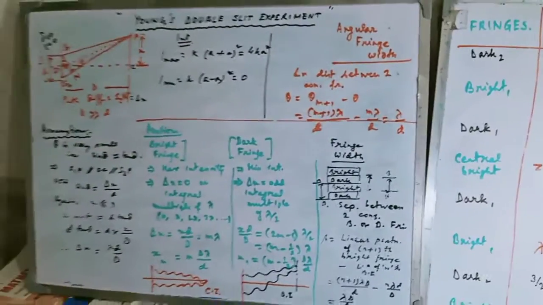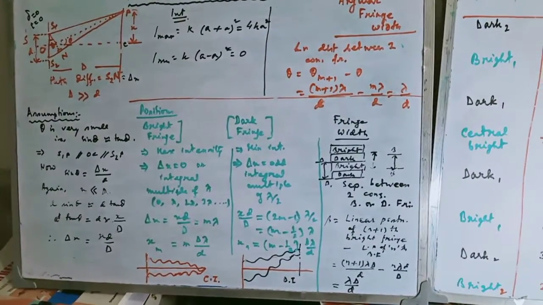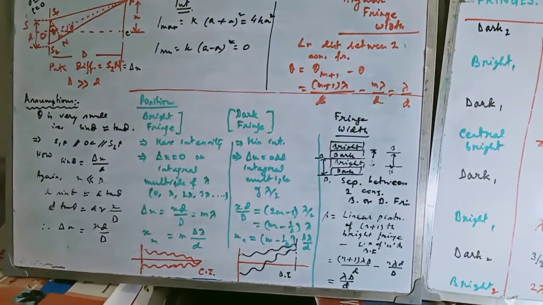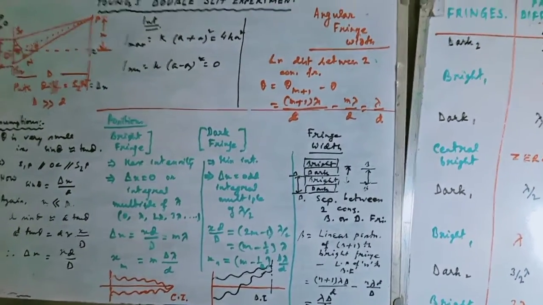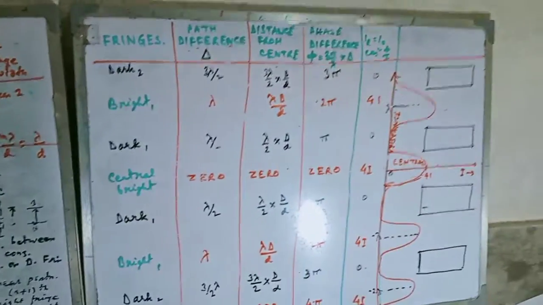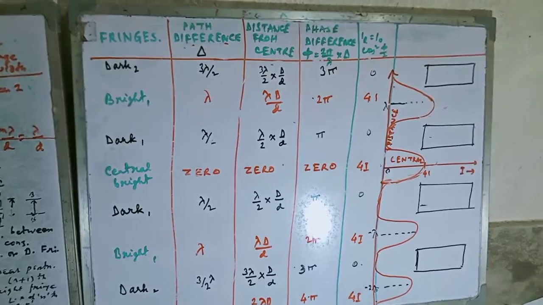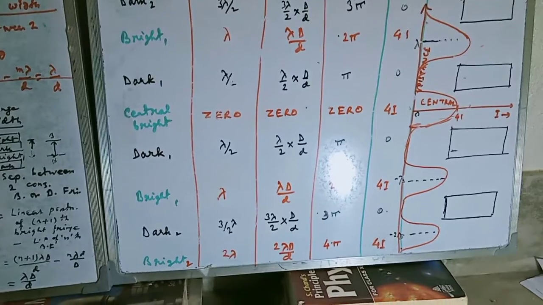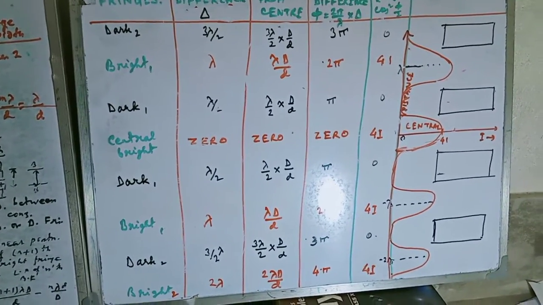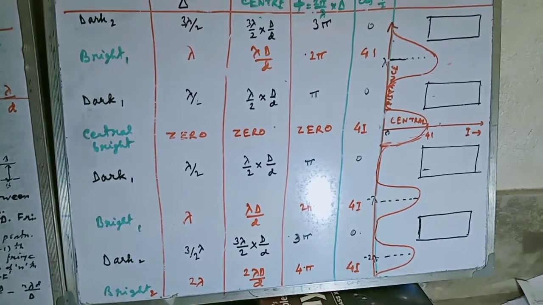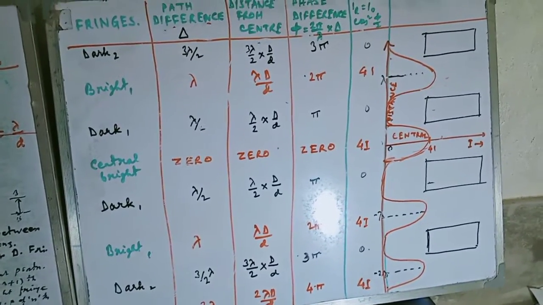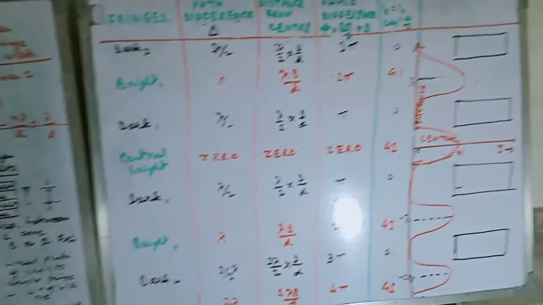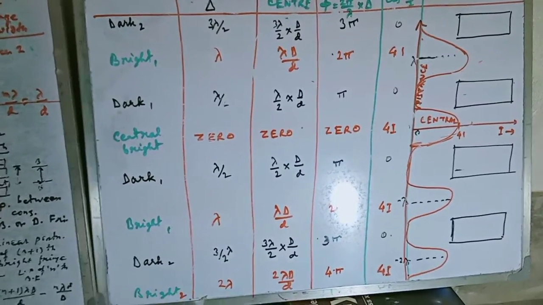In this way, in Young's double slit experiment, we compute the position of the bright fringe, the position of the dark fringe, fringe width, angular fringe width, the path difference between the waves, the position of the central bright spot, distance from the center, phase difference phi, and of course the intensity of the light. See here, 4I, 4I, 4I, because intensity is directly proportional to the square of the amplitude, and intensity is 0 in the alternate patches where dark regions are there.